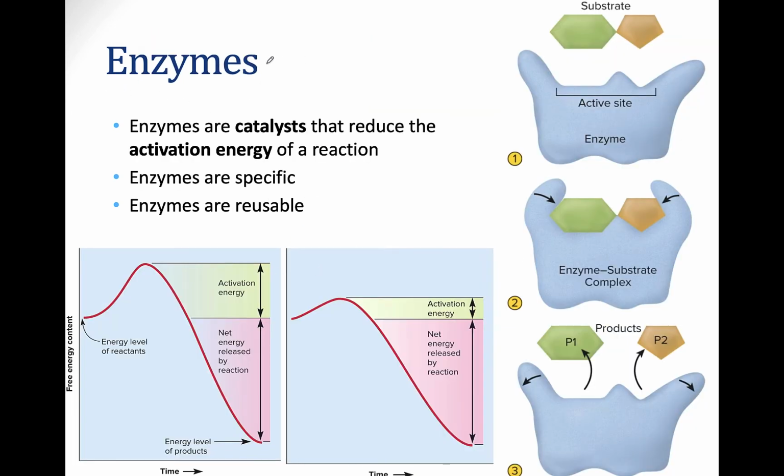Enzymes are an example of proteins, right? So we're still talking about proteins. An enzyme is a really specific type of protein that's called a catalyst. And what this does is it makes reactions go faster. And it does this by lowering something called activation energy.